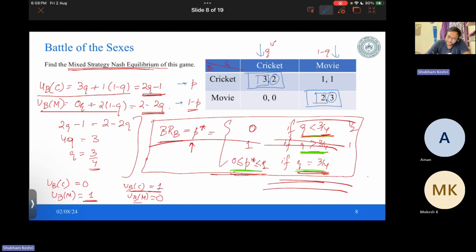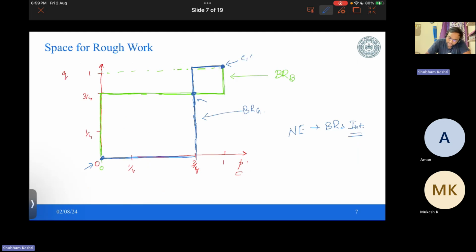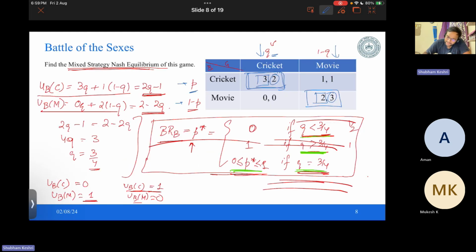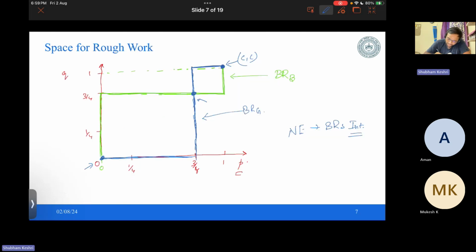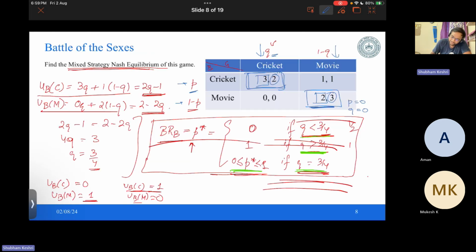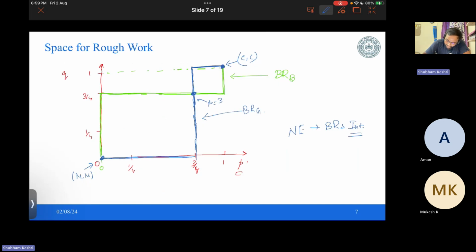And you can just relate this point. You see, this Nash equilibrium is when P is equal to 1 and Q is equal to 1. So this is that point, cricket, comma, cricket. This is that Nash equilibrium when P is equal to 0 and Q is equal to 0. So you see, this is 0, 0 and this is movie. And this is the point where P is equal to 3 by 4 and Q is equal to 3 by 4. So these are the three Nash equilibria in this problem.